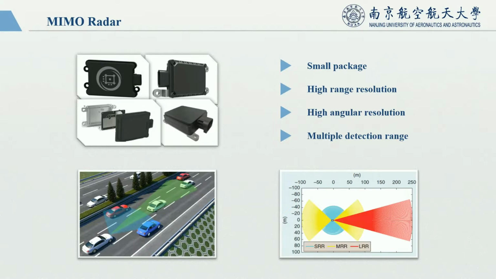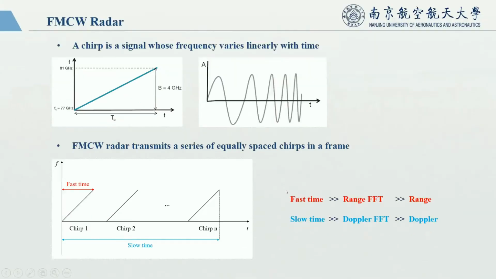Also, the wide available bandwidth enables a high target range resolution. Additionally, the millimeter wave radar supports different range of configuration. We can deploy several radar in a car for different purposes. The basic transmit signal of FMCW radar is a frequency ramp, also commonly known as a chirp. A chirp is a signal whose frequency varies linearly with time.